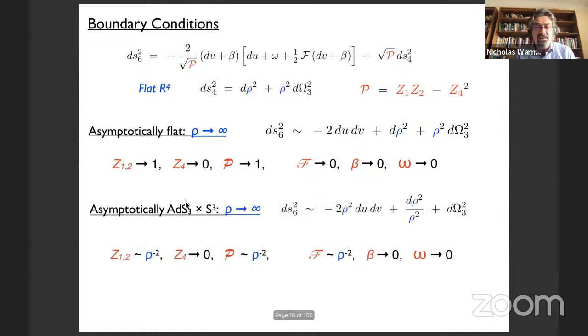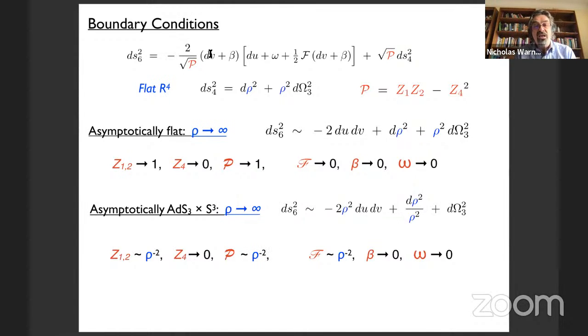So that's asymptotically flat. Asymptotically AdS is pretty much a similar kind of game, except you want all this structure to fall away, the betas and omegas, but now you want root P to go like rho to the -2. Sorry, because Z1 and Z2 are going to go like rho to the -2, which means P goes like rho to the -4. So that typo, that should be rho to the -4 here.